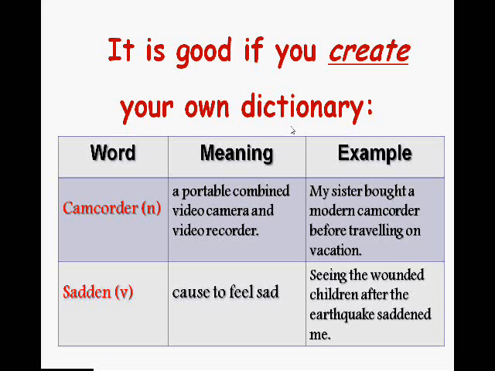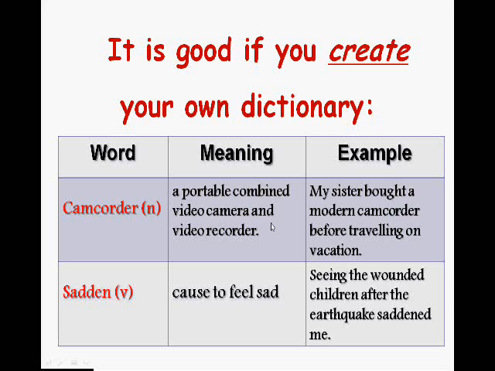can create, okay? So you have here the word, you have the meaning, and you have an example. And here I just put a sample, I only chose 2 words. So in our case here we have the word camcorder, and here you find that it is a noun. So it's good that you put the part of speech beside the word to make it easier, okay, and of course clearer. And then we have the meaning, a portable combined video camera and video recorder, okay.